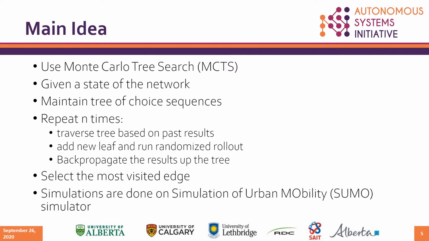So the idea is to use Monte Carlo tree search that takes in state of the network and maintains a tree whose edges are possible timing sequence. Then we traverse down the tree until we reach a leaf node, and then we do random rollouts. The random rollout simulations are done on Sumo.